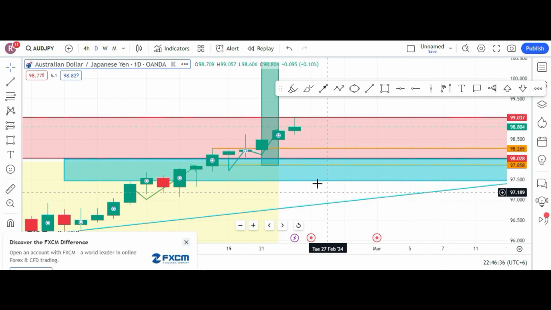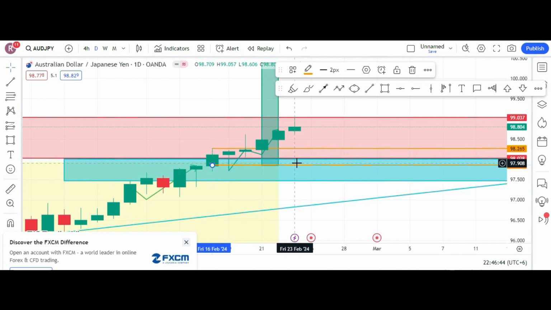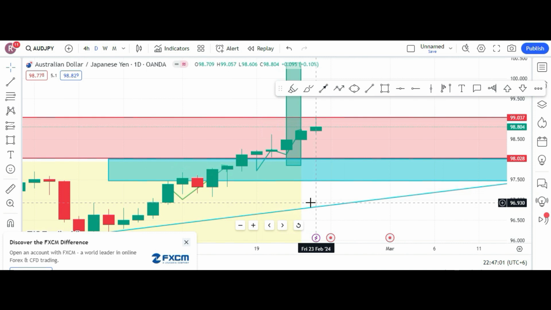Let's remove them one by one so we can do our analysis very clearly. And I marked here, you guys can see these two lines where I said that if this line on the upper side is broken, it will be very bullish. And also I communicated that if this line is broken, it will be bullish too. So let's remove them. There is no implication of this at the moment.